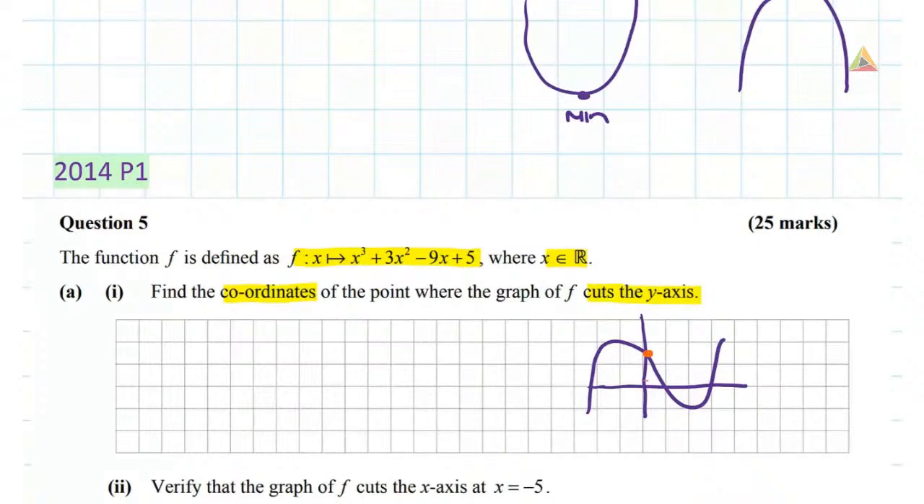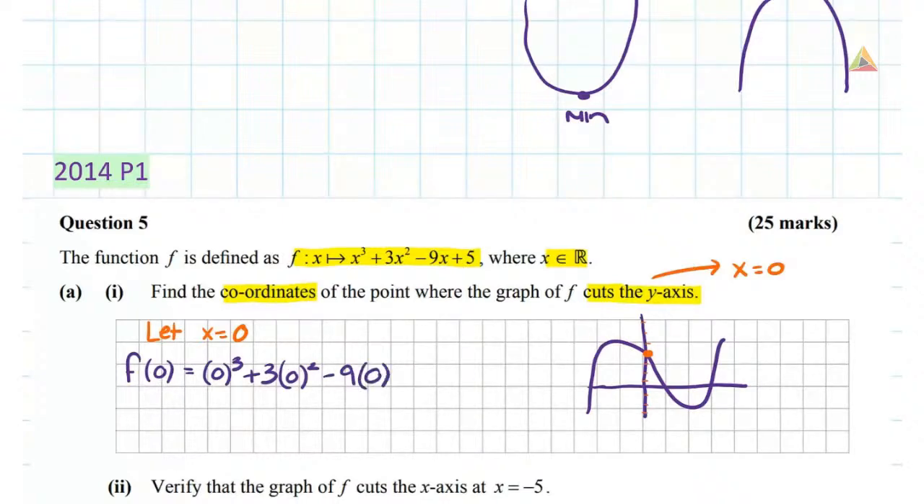But if you just imagine for a second, any of those points along the y-axis, they all have one thing in common. They all have x equals 0. So at every single point along that y-axis, x is going to be equal to 0. And that's what we're going to do in part 1 to find where the graph cuts the y-axis. We're going to let x equal 0. So we're going to take our function and replace x with 0. Everywhere we see an x, we're subbing in a 0 in brackets instead.